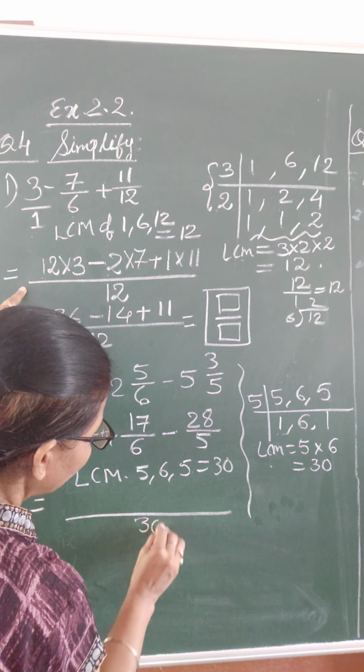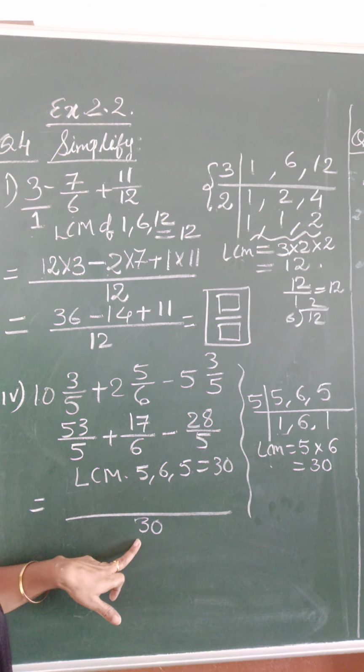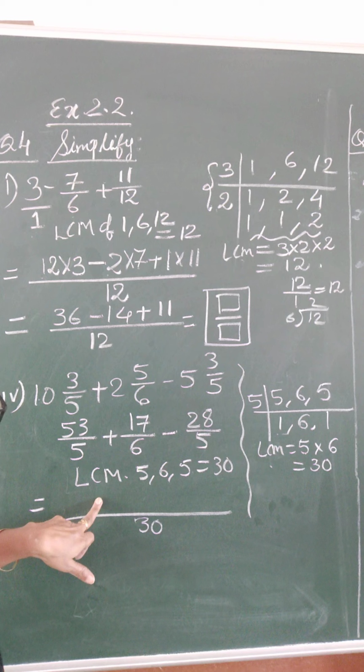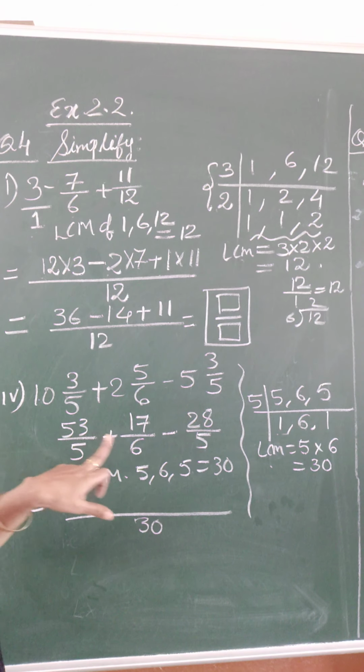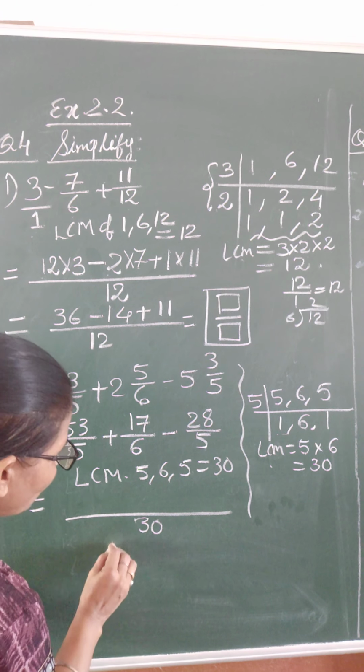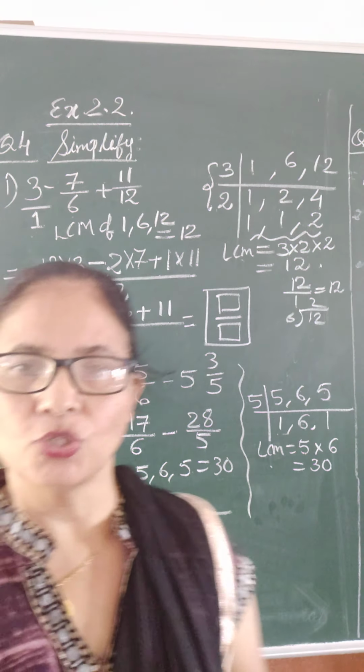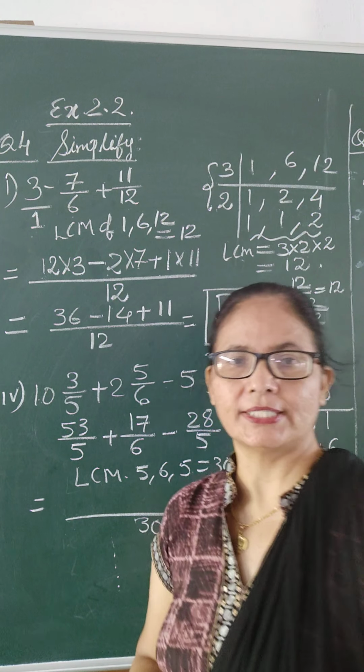to write the denominator as 30. Divide this 30 by 5, whatever you will get right here, and multiply with its numerator. And in this way, you have to complete this example. Okay, this is your homework. You have to complete this example.